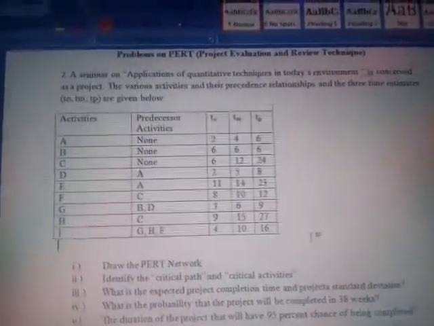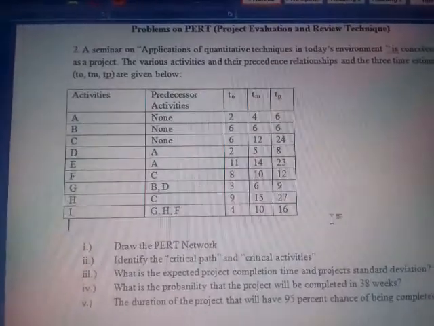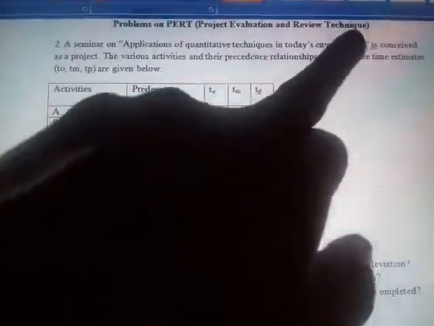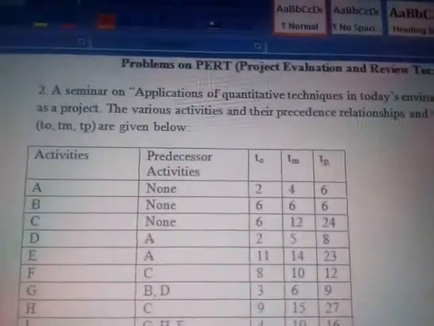Hi everybody. In this video section we are going to see the second problem, part 2 of PERT, Program Evaluation Review Technique. This is the second problem. I'll read out the problem.